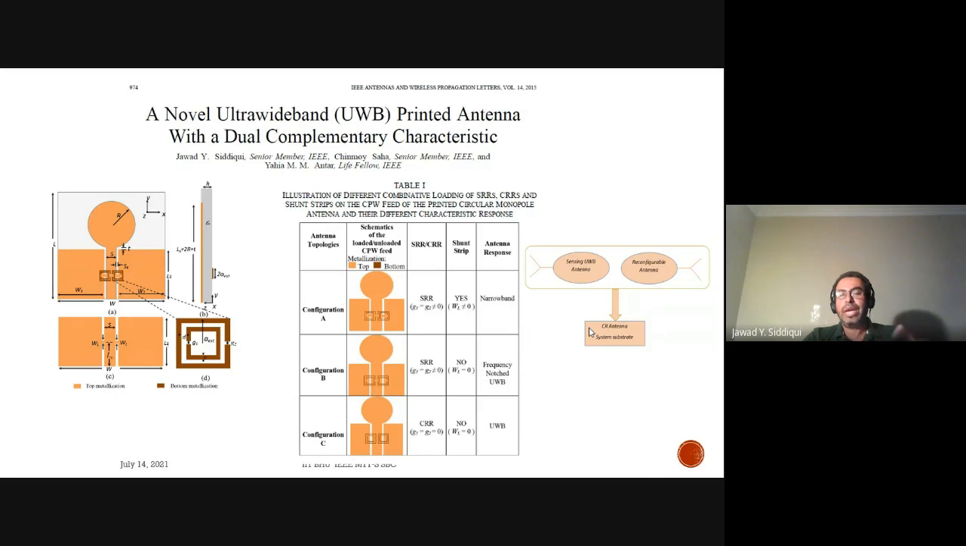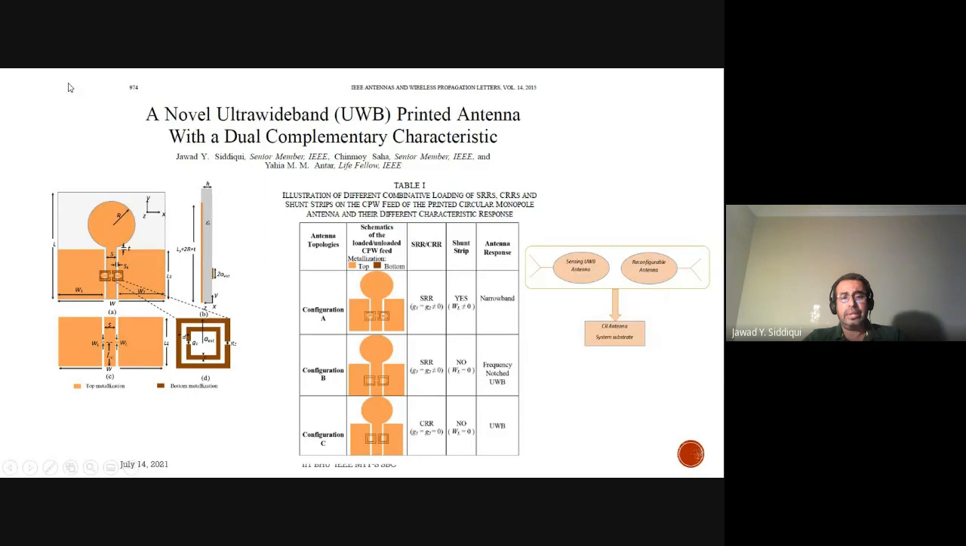Now you have an antenna, a single antenna, which is working three-way in a multifunctional way. It's providing an ultraviolet frequency operation, it's providing a notch frequency operation, it's also providing a narrowband frequency operation, and which can be very much used in cognitive radio applications where you have a sensing ultraviolet antenna and, you know, a reconfigurable antenna with narrowband frequency.